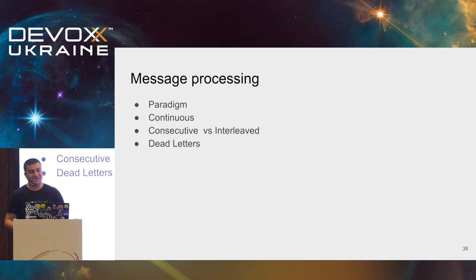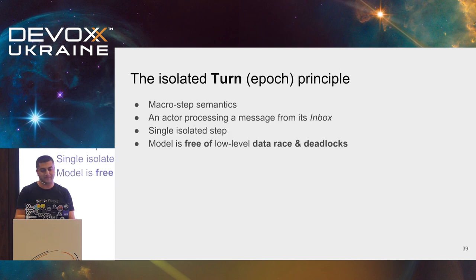So for message processing, we have a lot of things, and this is continuous. And if I send a message to an actor that doesn't exist, that becomes a dead letter, okay? The message is passed somewhere, and we don't know what happened. It's how we catch errors. We don't use exceptions, we use dead letters.